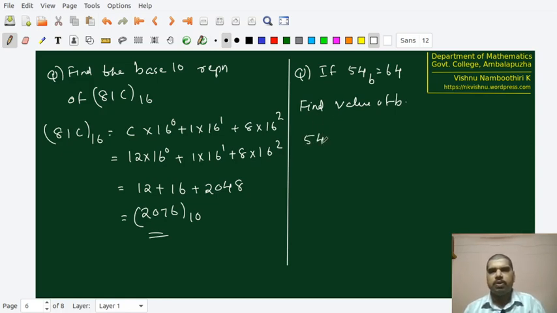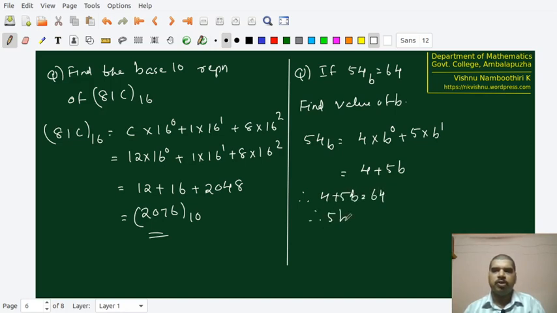So 54 to the base B is nothing but 4 into b raised to 0 plus 5 into b raised to 1. Therefore, this is 4 plus 5b, and it is given to be 64. 4 plus 5b equal to 64. Therefore, 5b is 60, or b is equal to 12. Therefore, the base here is 12.